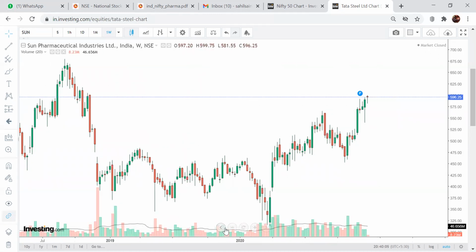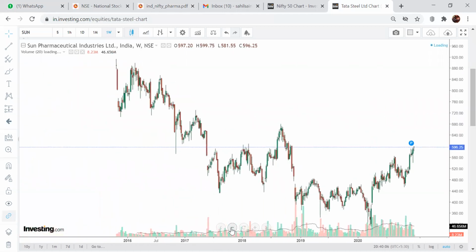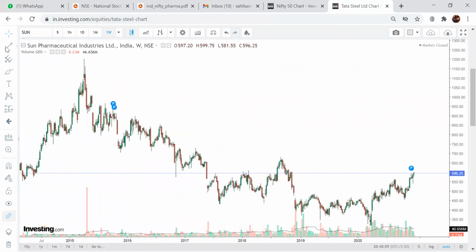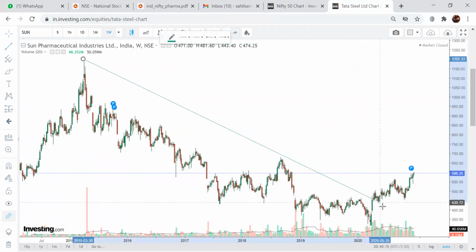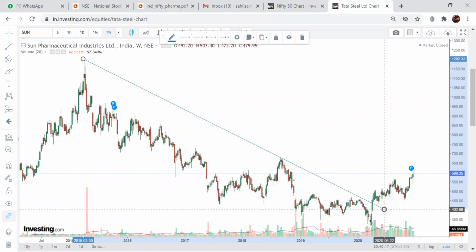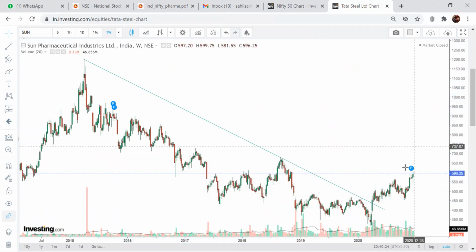Let's have a look at this. So it was a big time of this down cycle, and then it just started moving up. It has a big playground to move upside.